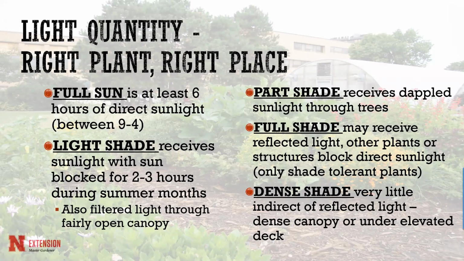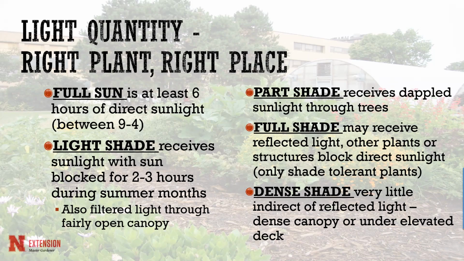So we talked about light quantity, light quality, and it's always right plant, right place. So here are some definitions and some time frames for you to think about when you're looking at light within your landscape. Full sun is at least 6 hours of direct sunlight between 9 and 4 during the day. Light shade receives sunlight, but usually is blocked for 2 to 3 hours during the summer months. Part shade receives dappled sunlight through trees.